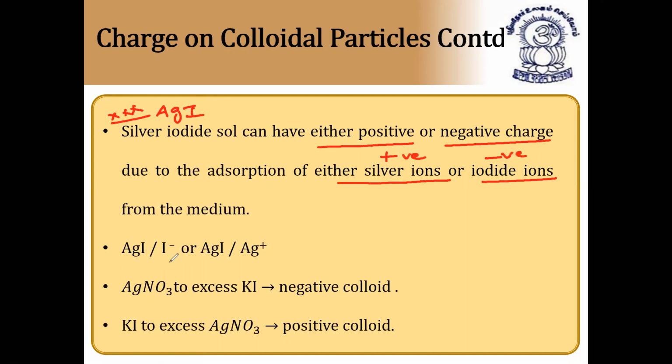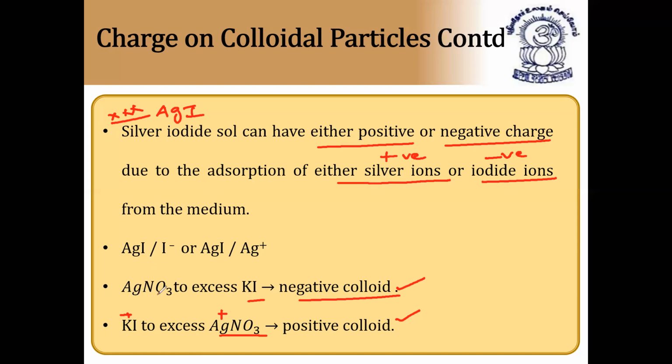Silver iodide, Ag plus. When you add silver nitrate (AgNO3) to excess potassium iodide, due to the adsorption of iodide ions, it is a negative colloid finally. And when potassium iodide is added to excess silver nitrate, it becomes a positive colloid due to the adsorption of silver ions. So silver iodide salt can have either positive charge or negative charge due to the adsorption of either silver ions or iodide ions from the medium.